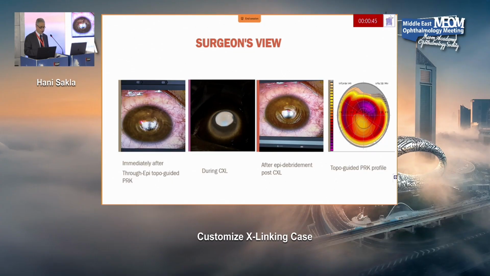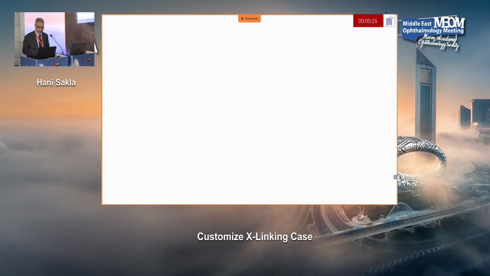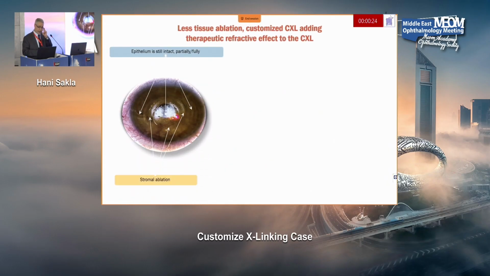This is a surgeon's view from the microscope while doing the treatment. This is immediately after the epi-on topo-guided PRK, during the cross-linking, after debridement, and the topo-guided PRK profile from the surgeon's view. And here, when we look at it, we'll see that the epithelium is still intact, partially or fully, except in the areas of the stromal ablation.